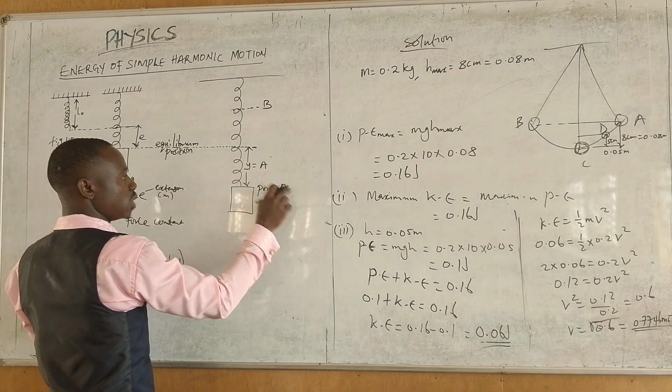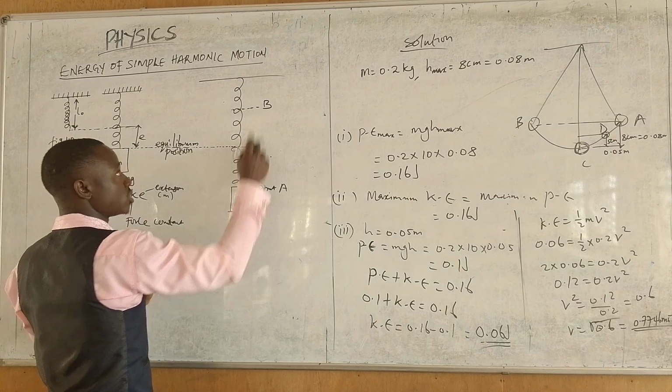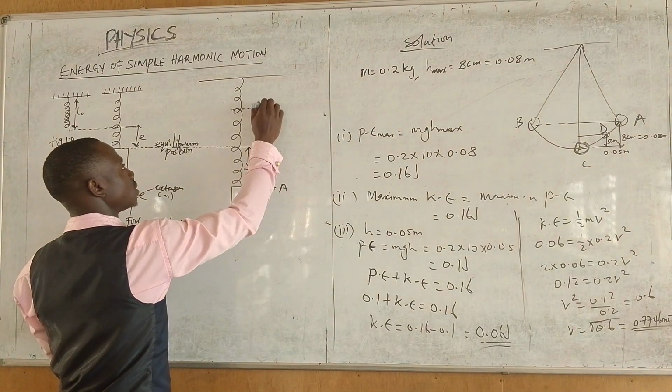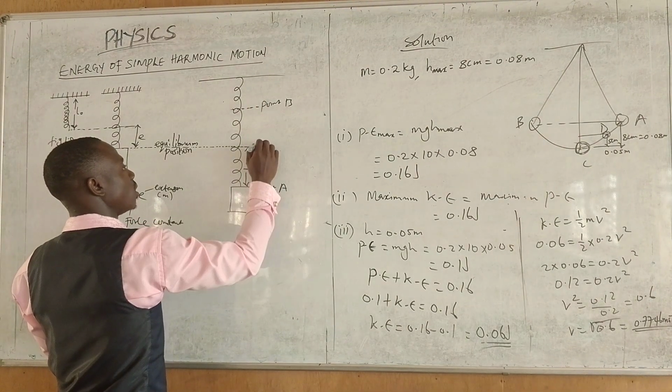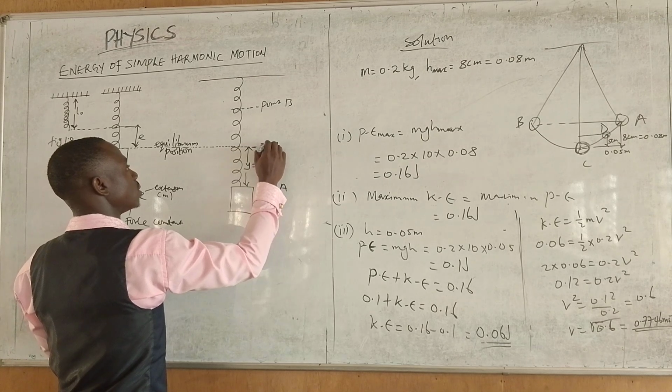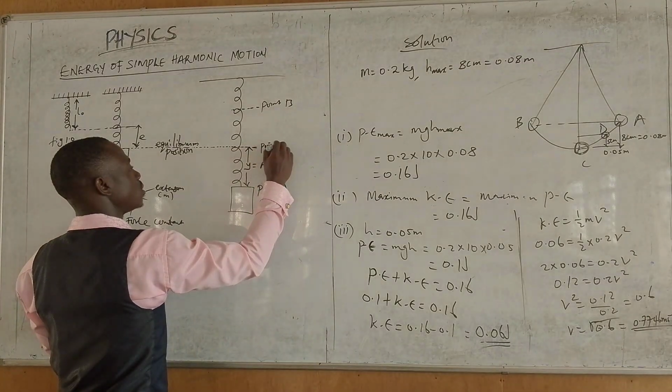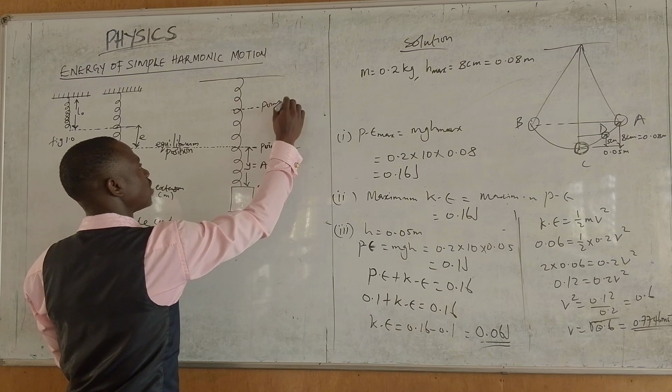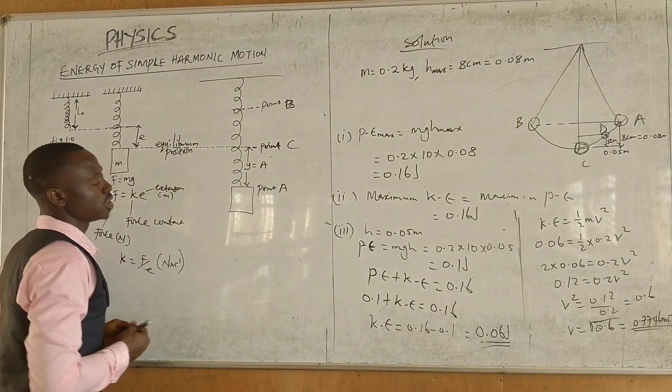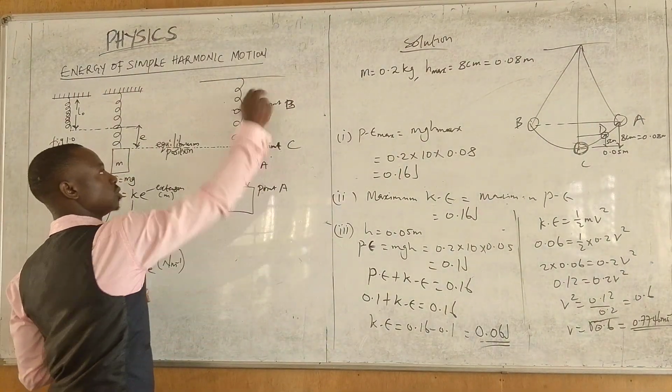Please don't mix this A with here. This one is distance, amplitude. Point B. The equilibrium position is point C, the same letter we have been using since. So it oscillates about point C, goes up.